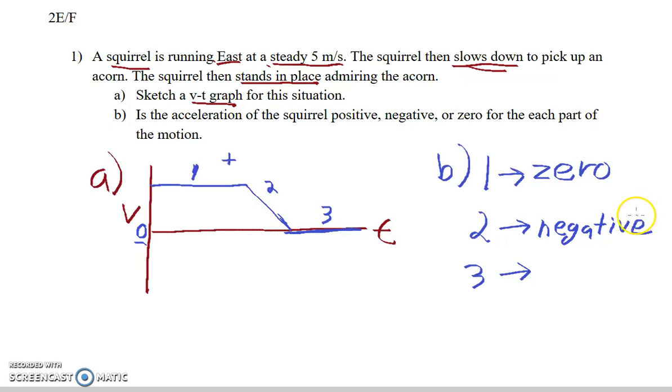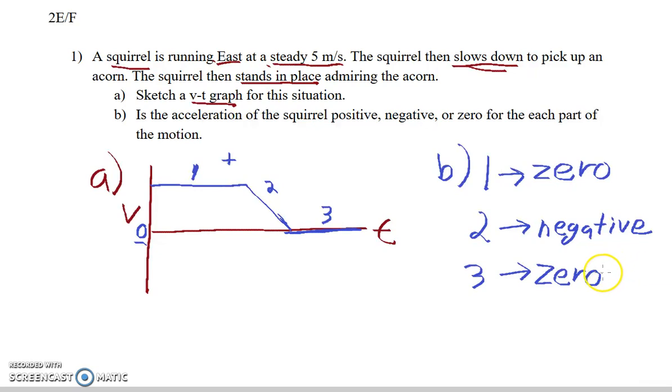And then the last part, what's happening down here? In part 3, it's not moving. If it's not moving, then it's not changing its velocity at all. It's just doing whatever it was doing. So we'd say that's a 0 acceleration, because if it's not moving, it can't be changing its velocity.